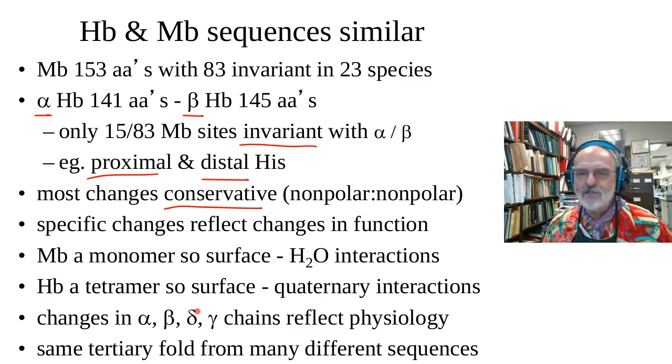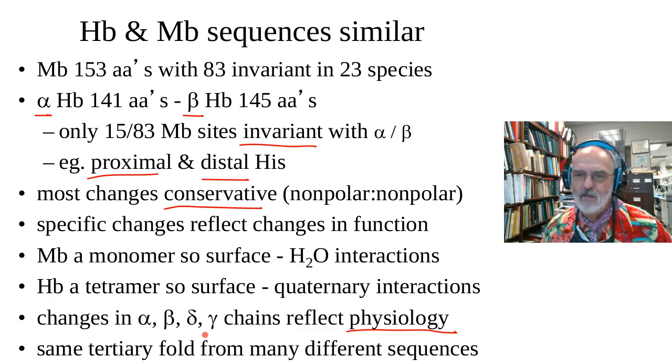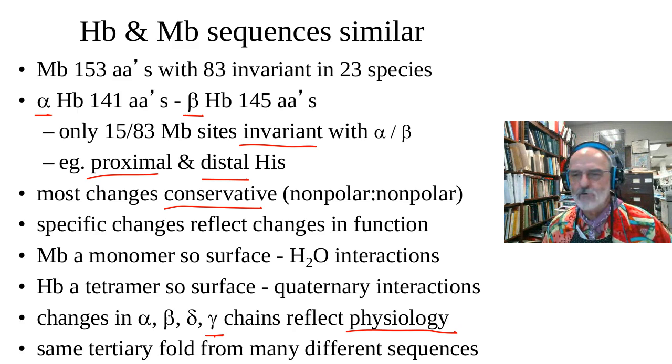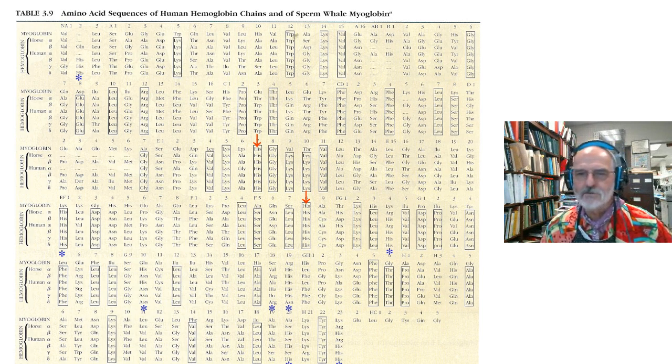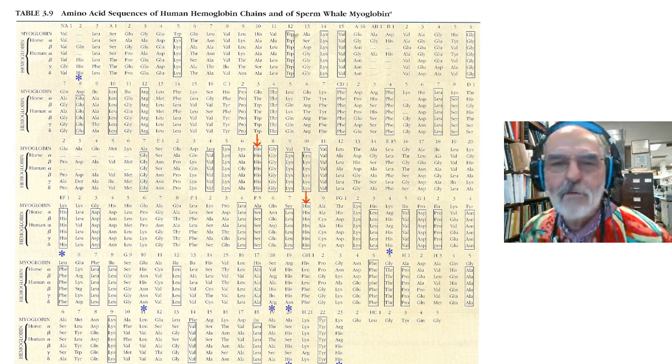Changes in the alpha, beta, delta, gamma chains reflect other features of function. And specifically, we'll talk about fetal. They have the same tertiary fold from many different sequences. So here's a slide I showed you yesterday when we were talking about protein sequences.